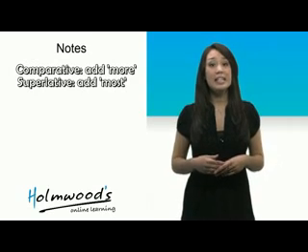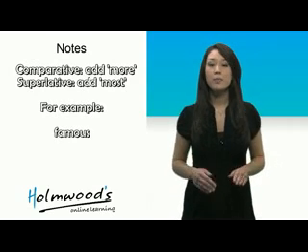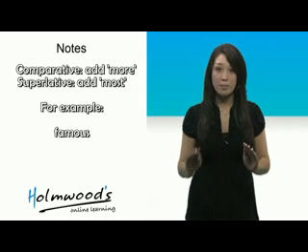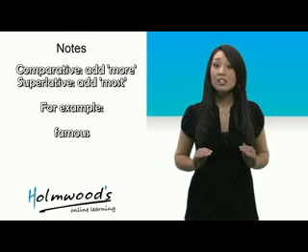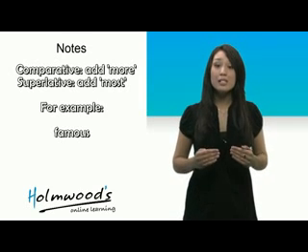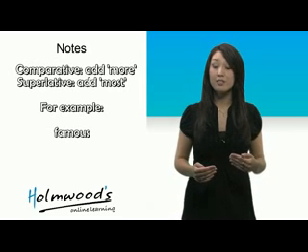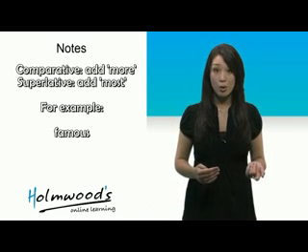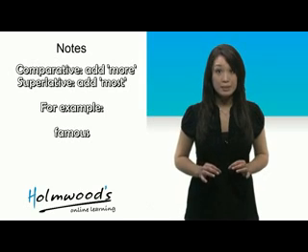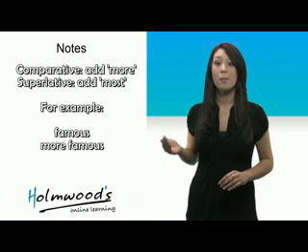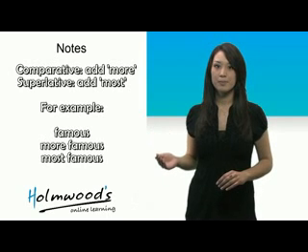For example, the adjective famous. There is no such thing as famouser or famousest. For these longer adjectives, we simply add more and most to get the comparative and superlative. So, the correct way would be famous, more famous, most famous.